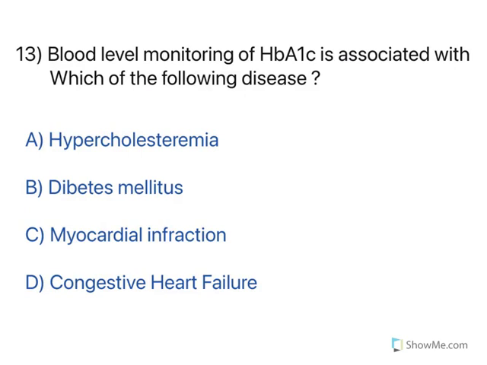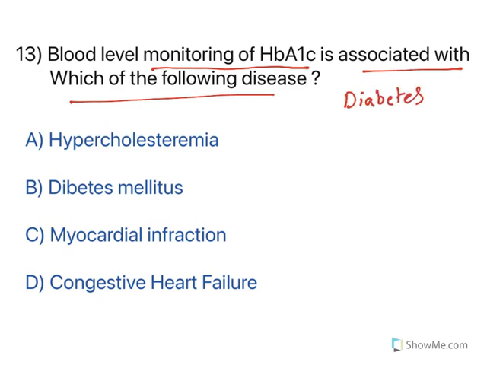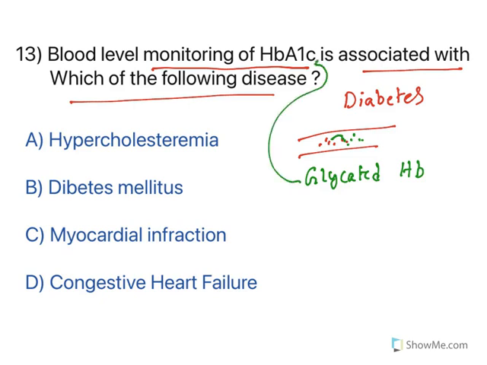Moving to the next one. Now, look at this. Blood level monitoring of HbA1c is associated with which of the following diseases? Now, see, this is a very popular one. One of the diagnostic tests to find out diabetes is to find out blood glucose level. But HbA1c is a perfect measure to see how much glucose is present in the blood for the past couple of months. See what happens is, in diabetes a lot of glucose is there in the blood. This glucose will bind with hemoglobin, that is called glycated hemoglobin. Glycated hemoglobin, that is what is known as HbA1c.